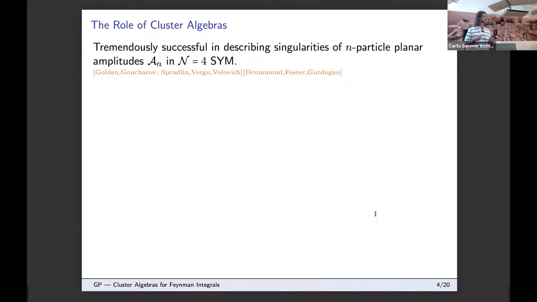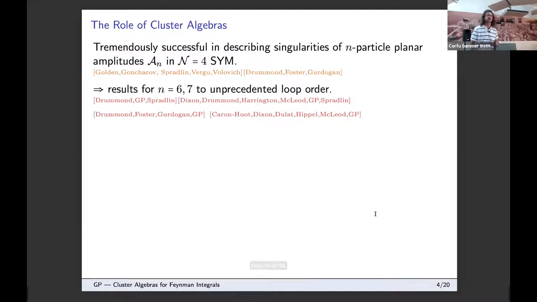This will be one of the main themes of my talk. And these are beautiful mathematical objects that have been tremendously successful in describing singularities of n-particle amplitudes in N equals 4. This is one of the reasons why I have been very much focused on understanding and using these structures that have, as I will explain, really led to results for the 6 and 7 particle amplitude in N equals 4 to unprecedented loop order.